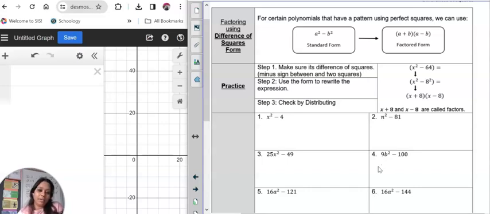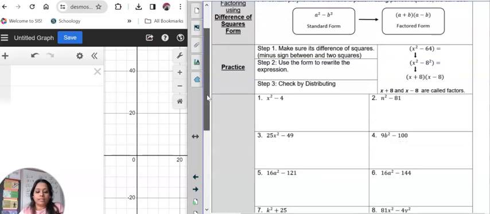Hey class, so here is another type of factoring that we do. It's called difference of squares. If you happen to have a polynomial that has a certain pattern, for example, a squared minus b squared, you can use this form to factor it out. You would just do a plus b and then a minus b.